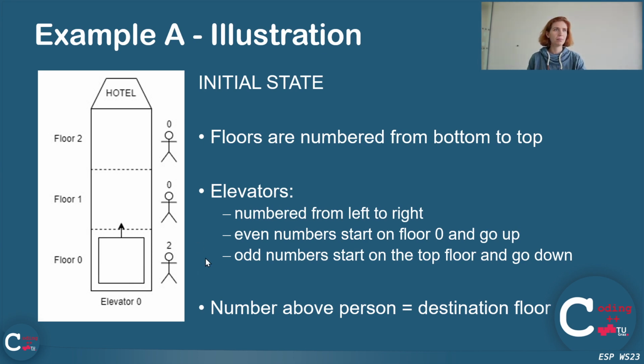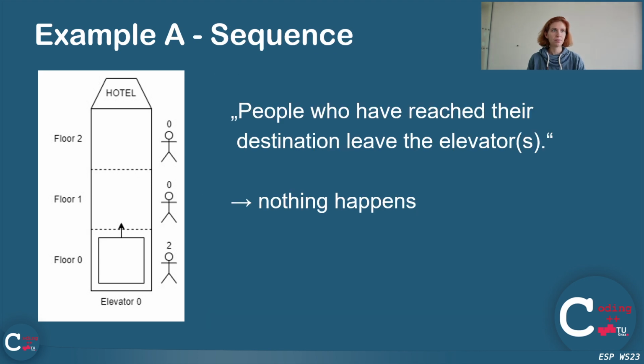And now here we have the waiting people, the guests, and the number above the person in this case represents the destination floor. So this person wants to go to floor 2, this person wants to go to floor 0, and this person also wants to go to floor 0. So we will now start our algorithm.